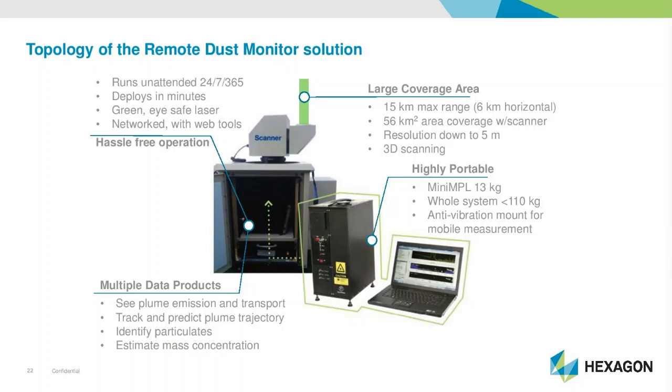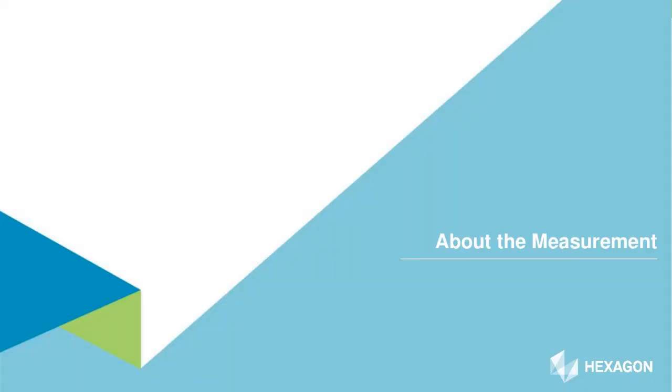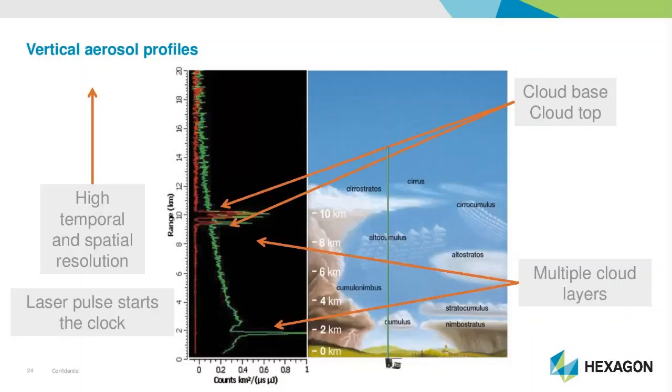So that's an important number. If you shoot vertically, you can see 15 kilometers, and if you shoot horizontally, due to the thickness of the low-level atmosphere, that drops to about 6 kilometers. So that takes me on to the measurement itself.